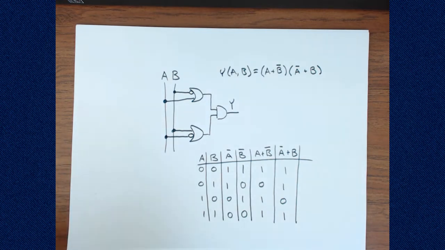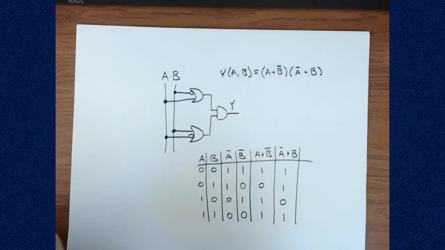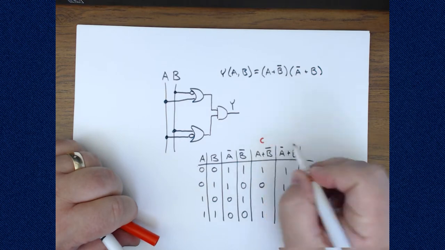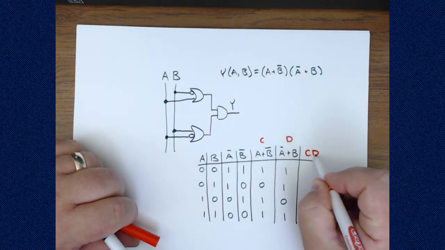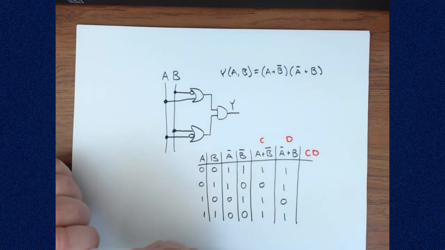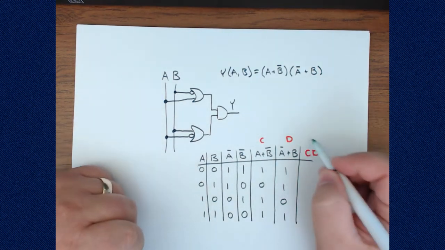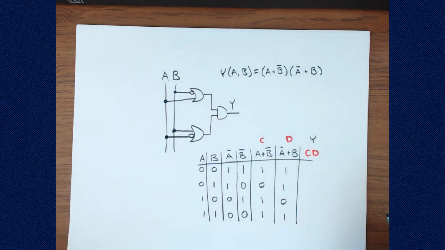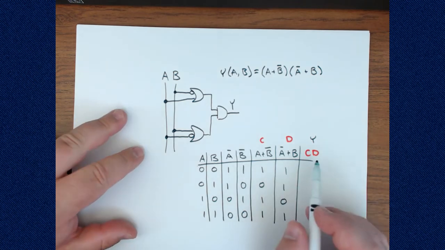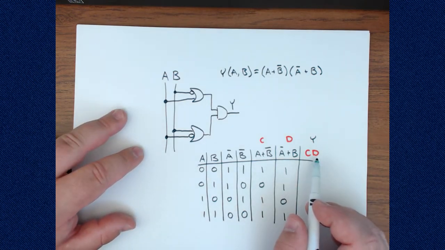Now, we need to take these two terms and AND them together. So I'm going to call this C, and I'll call this D. And we'll say we get C ANDed with D here. Ooh, I should have used black for that. Breaking with my pattern. Oh well. And that's the same as the function Y. So let's see here. If we're ANDing two things together, we need both of the inputs, or all of the inputs, to be 1.